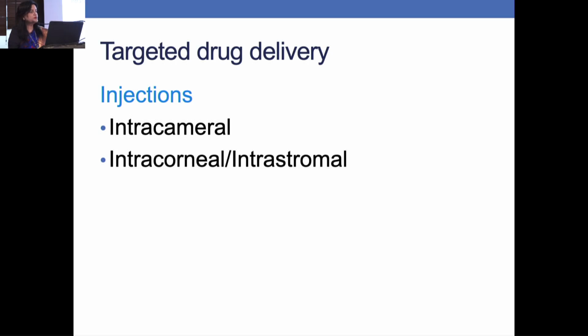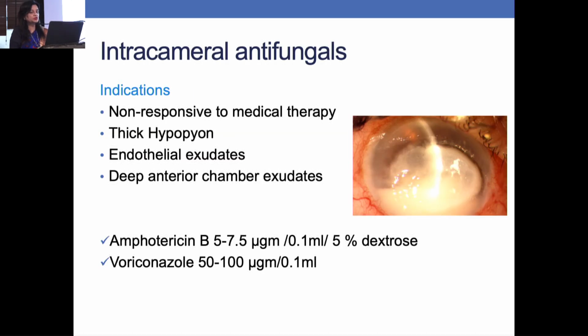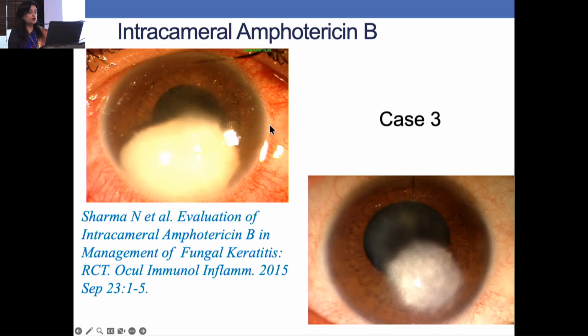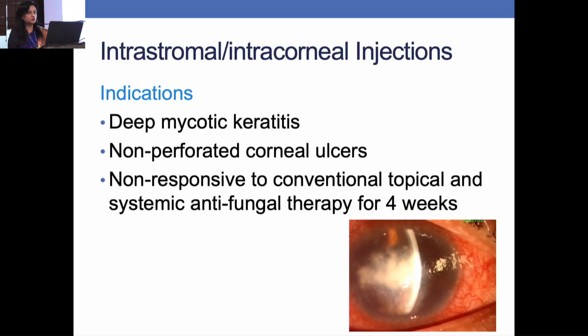Now sometimes what happens, both these things don't work. Then what do you do? You do targeted drug delivery, which could be intracameral injections or intrastromal injections. Intracameral injections you would give for large ulcers like this with hypopyon, endothelial exudates, deep anterior chamber exudates. You can give either amphotericin B 5 to 7.5 microgram per 0.1 ml or voriconazole 50 to 100 microgram per 0.1 ml. Large hypopyon resolved on intracameral amphotericin B. Of course, the topical medications have to continue.